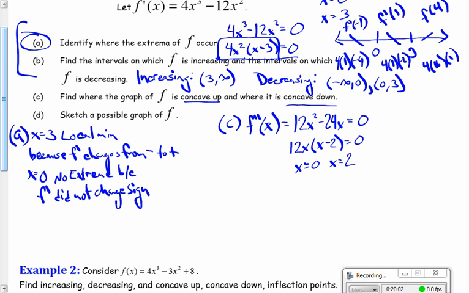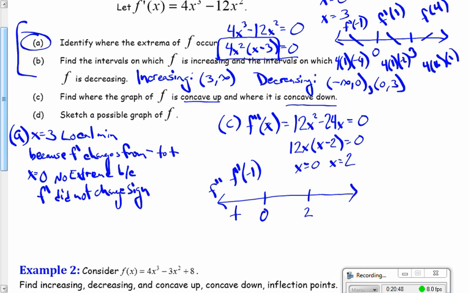Are those two points inflection points? Maybe. What do we have to do? We have to test it. This is going to seem a little confusing at this point. Gosh, Mr. Best, why would you use another number line? Well, they seem to work. I need to test to make sure that it changes concavity. So let's check f double prime of negative 1. That's negative 12 times negative 3, which is a positive value, right? Concave up.